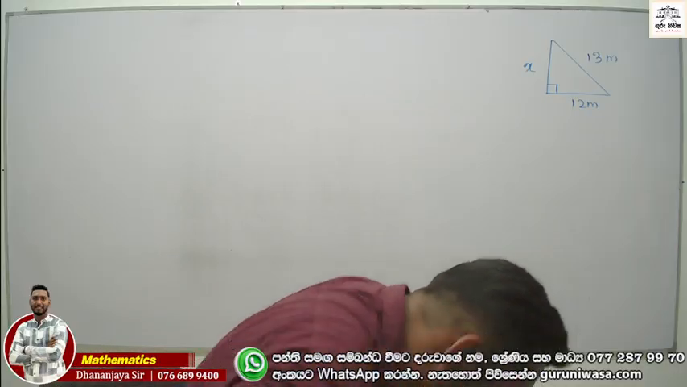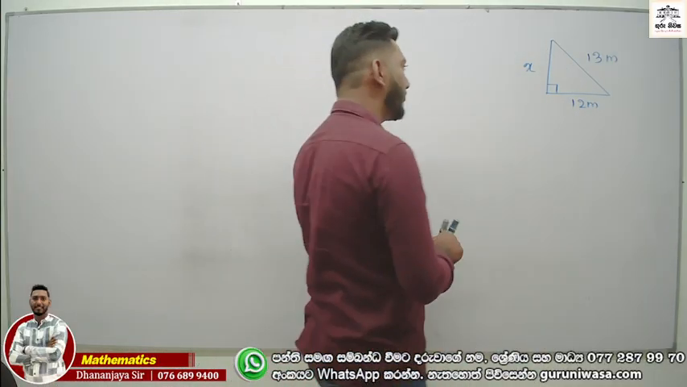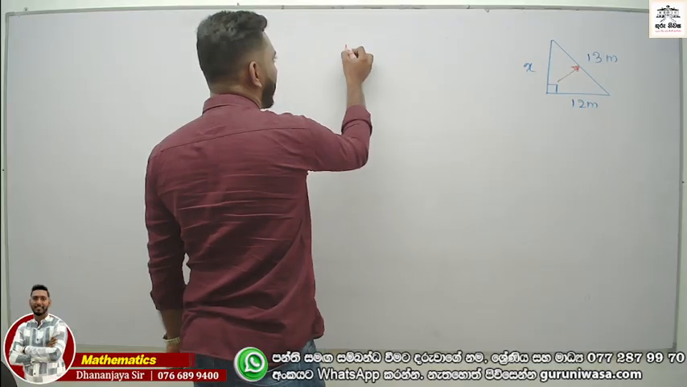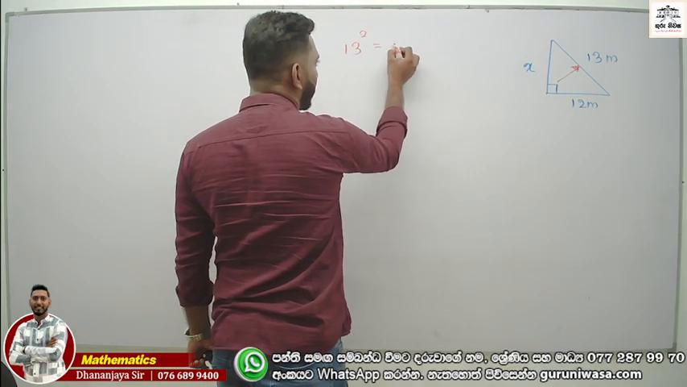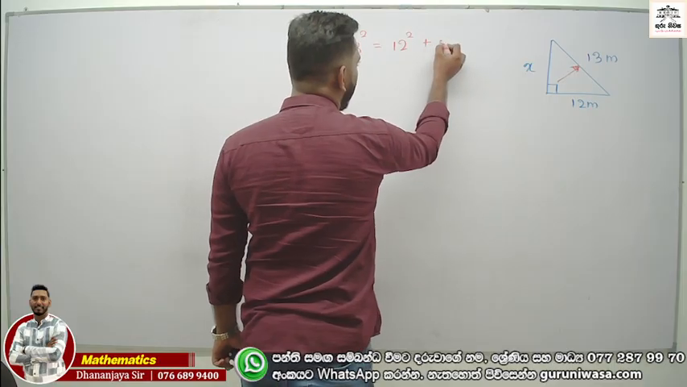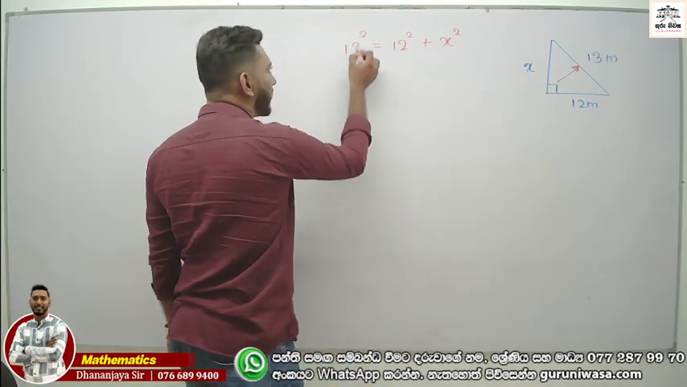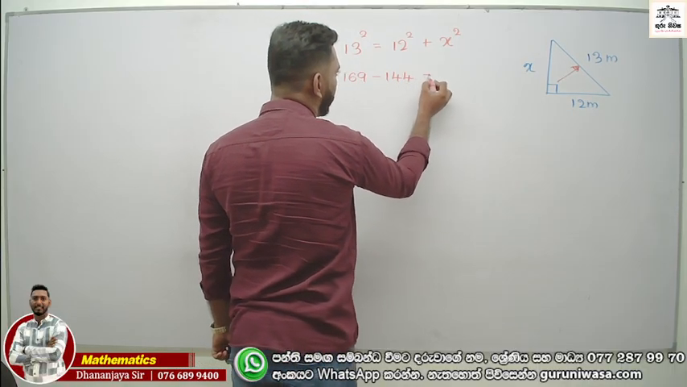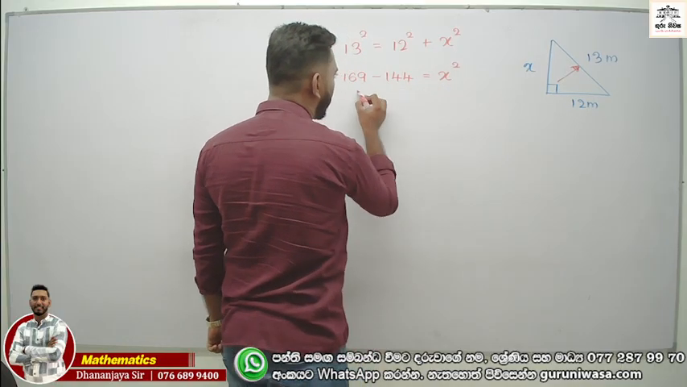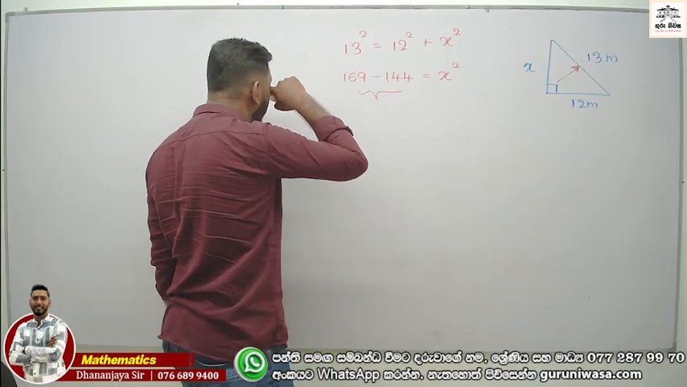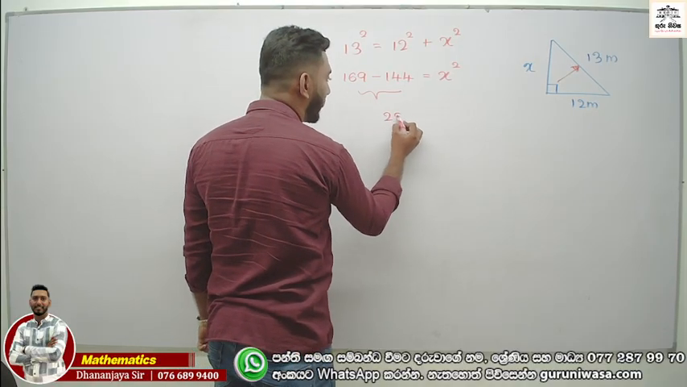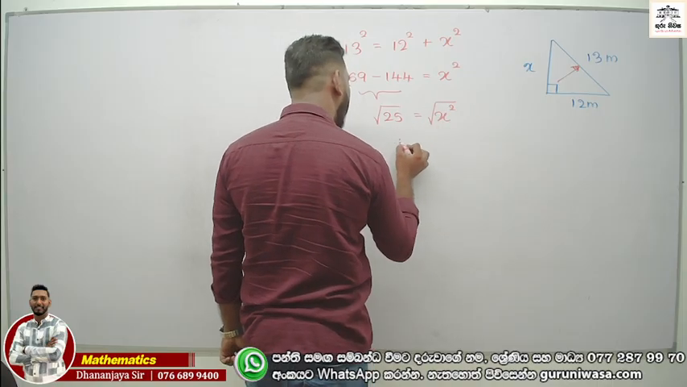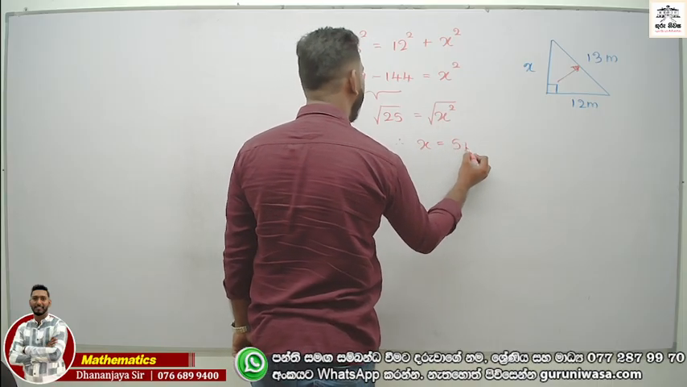Right. The hypotenuse, we call it 13. 13 is the hypotenuse. Now you can write 13 squared is equal to 12 squared plus x squared. Now 13 squared is 169 minus 144. It should be equal to x squared. Now the difference between the two numbers is 25. Now apply the square root to both sides. Finally it becomes 5 meters.